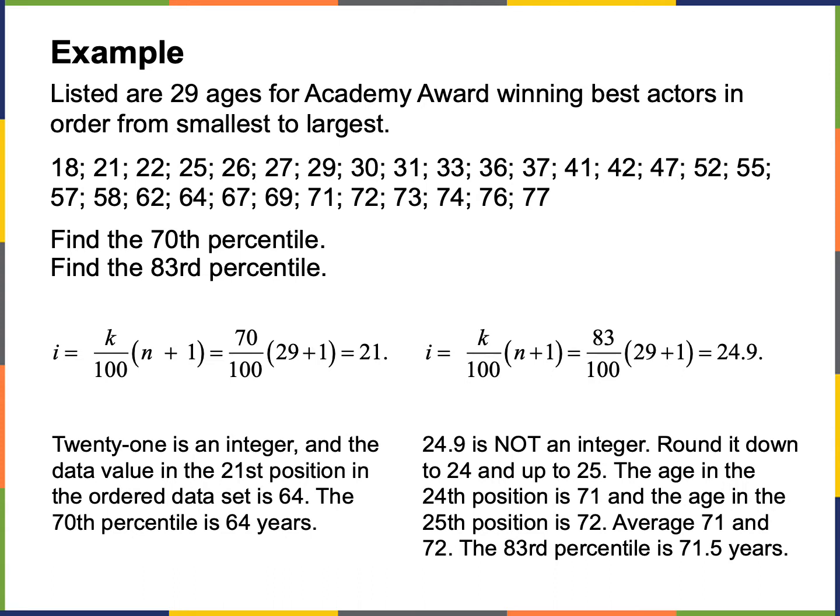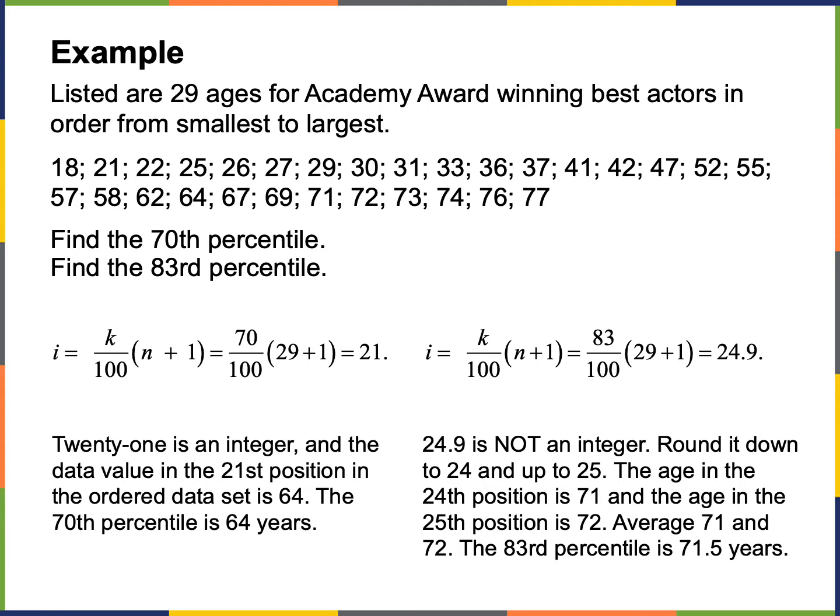We get a decimal. So then you're like, okay, what is this decimal here? Well, it's not an integer, so what that means is we're going to look for the number that's between 24 and 25. This is the 21st number, this is the 22nd, this is the 23rd, this is the 24th number, and 72 is the 25th number. Since i is between 24 and 25, we need to take the average of these two to get our percentile. We take the average of 71 and 72, and that becomes 71.5. So you would say the 83rd percentile is 71.5 years.